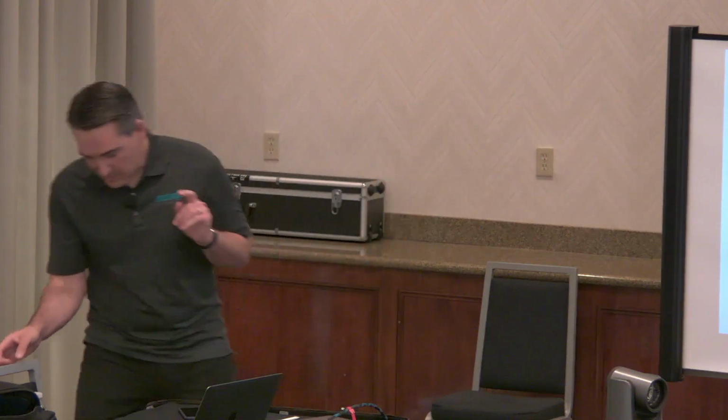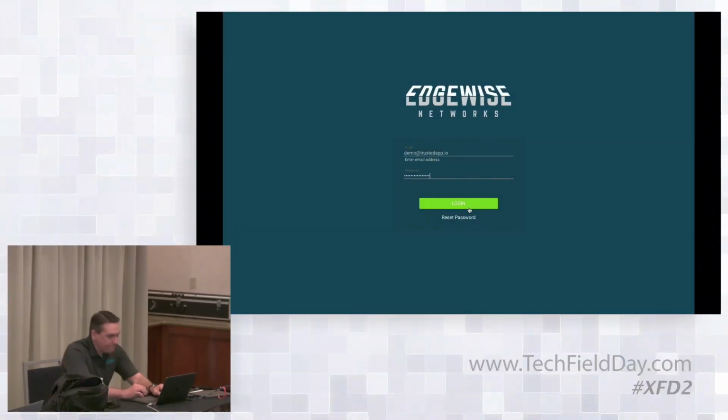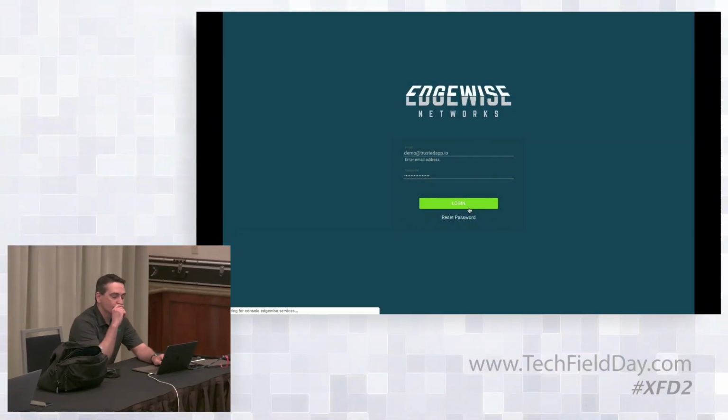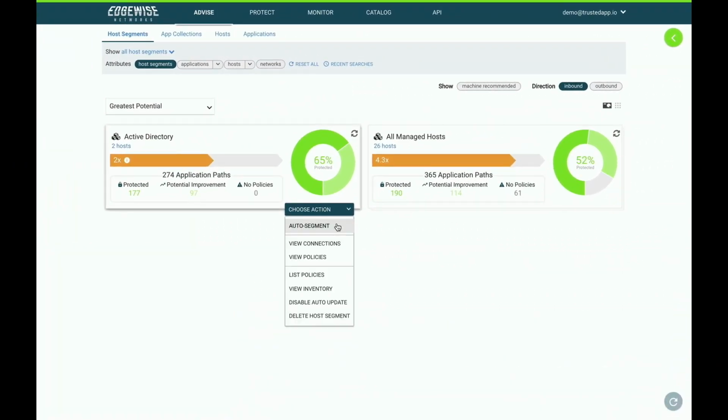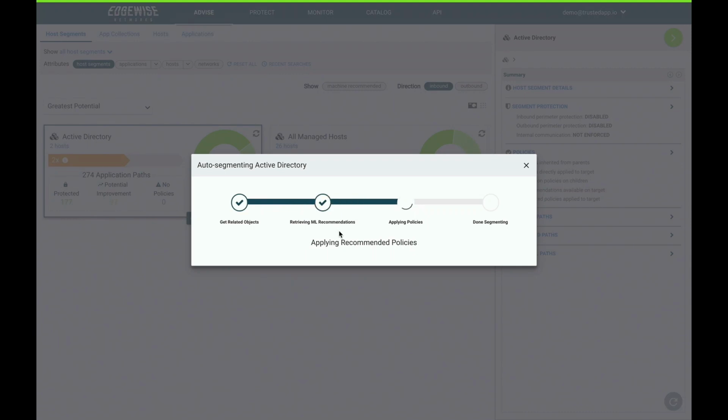So instead of belaboring the point in slides and yammering on, why don't I just show you? We'll get into the details. I'm just going to give you the punchline right now. So we log in. We identify some objects here. And we literally click Auto Segment. All of those objects were built for you.